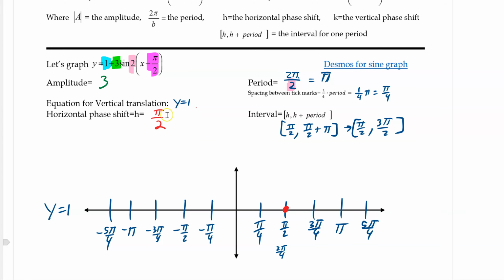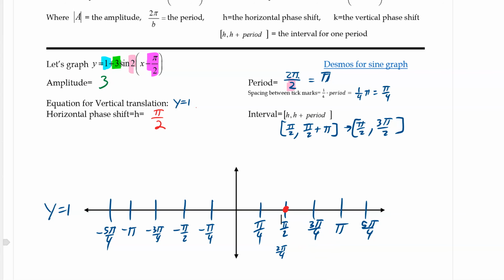Because we know now that if I were to plug in pi over 2, this would be 0 for sine, times 3 plus 1. It moves the whole thing up 1. So from here, we're now going to go up and then back to the middle and then down and back to the middle. And that amplitude, that 3, it's always positive for amplitude, but if there was a minus in front, then we would have gone down 3, back to 0, up 3, and so on.